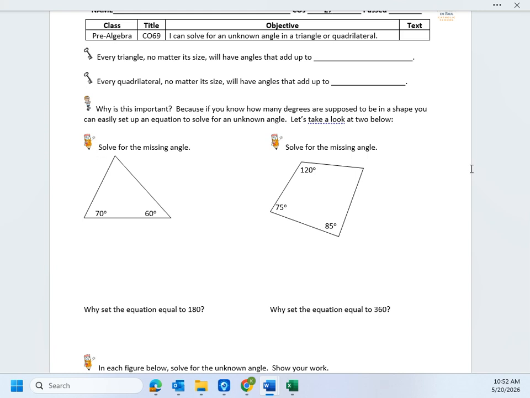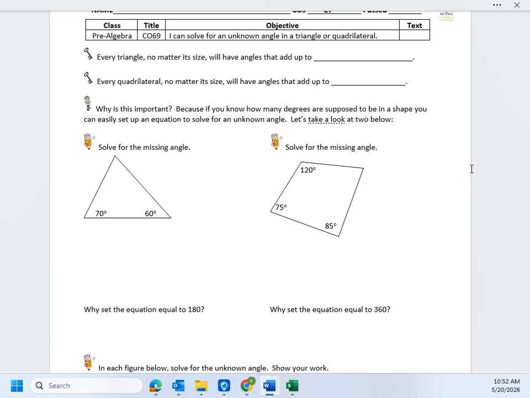So remember, we have CO70 tomorrow. We have field trip Friday. No school Monday. Practice test Tuesday. Be ready with your help sheet for that practice test on Tuesday. So that means tomorrow we have CO70.